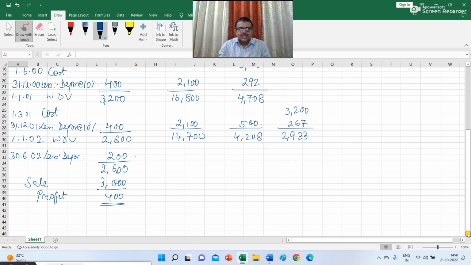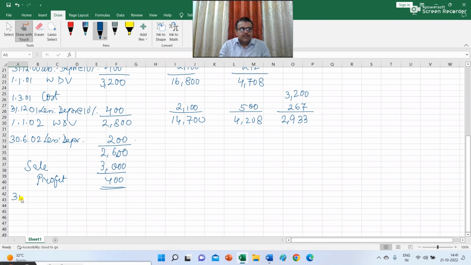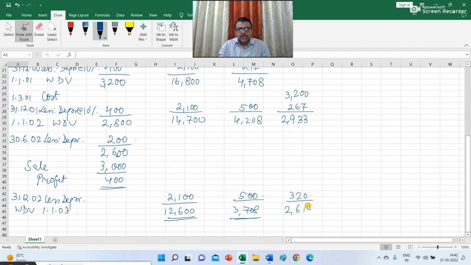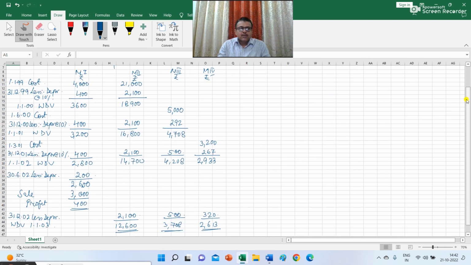Now there was no other transaction during the year, and depreciation will be charged on 31st December 2002. So on M2, 2,100 will be charged as depreciation. On M3, 500 will be charged as depreciation, and on M4, 320 will be charged as depreciation. So the written down value on 1st January 2003 will be 12,600, 3,708, and 2,613. Now you can see the entire working in one screen.